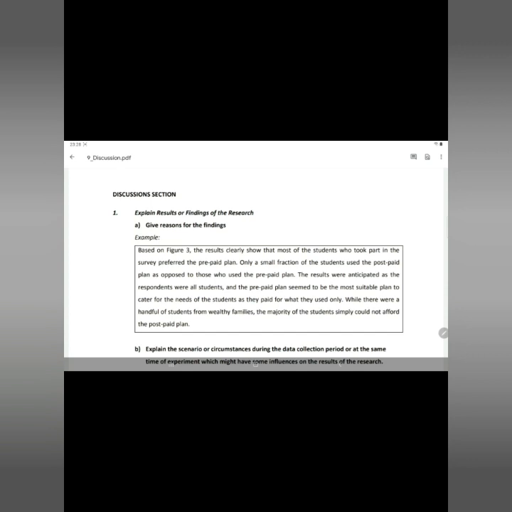Okay, for example, you explain the results, based on figure 3. So in the discussion, you cannot directly take the data from the findings. In the findings, you explain the numbers as you can see it. But for the discussion, you cannot do that. For example, if you see 98% from this table or from this figure, you have to convert this into words. So 98% is equal to most.